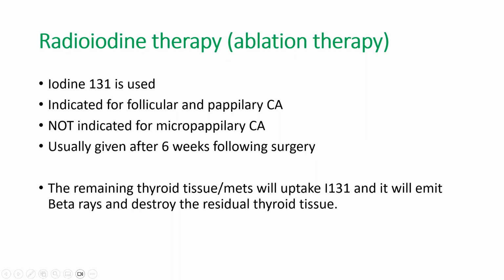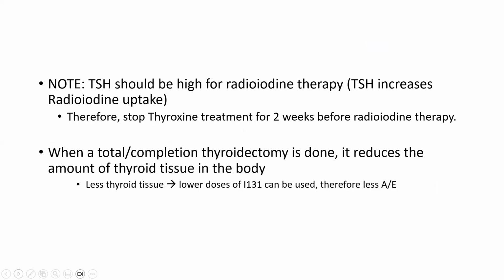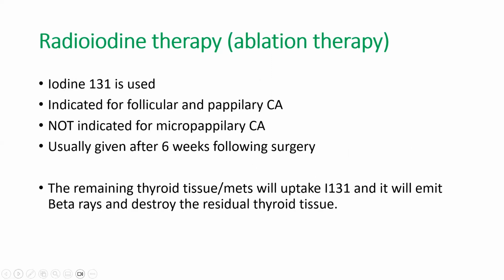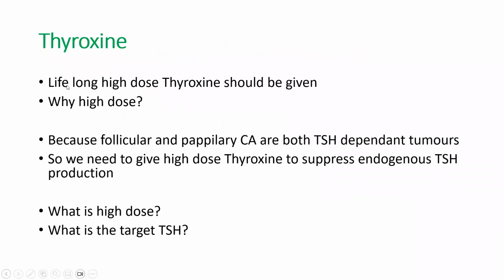So when you give radioiodine therapy, iodine 131, the remaining thyroid tissue or the metastatic thyroid tissue will take up iodine 131 and it will emit beta radiation and destroy the residual thyroid tissue. But the thing is, before we give radioiodine therapy, we need to stop the thyroxine.